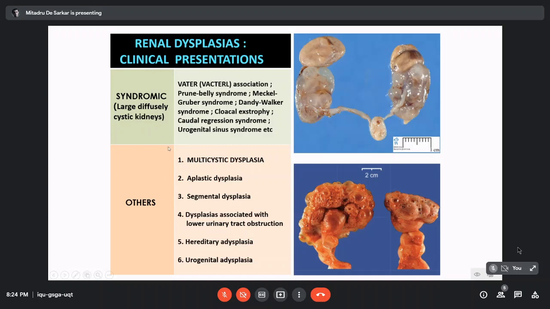You also have the non-syndromic ones, which include the usual multicystic dysplasia, but the dysplasia could be aplastic as well. It could involve only one segment of the kidney. It can be associated with urinary tract obstruction. As you see, this picture shows a kidney which is misshapen and multicystic, but the underlying ureter is also dilated and abnormal. Many of those dysplastic kidneys will have this kind of presentation.